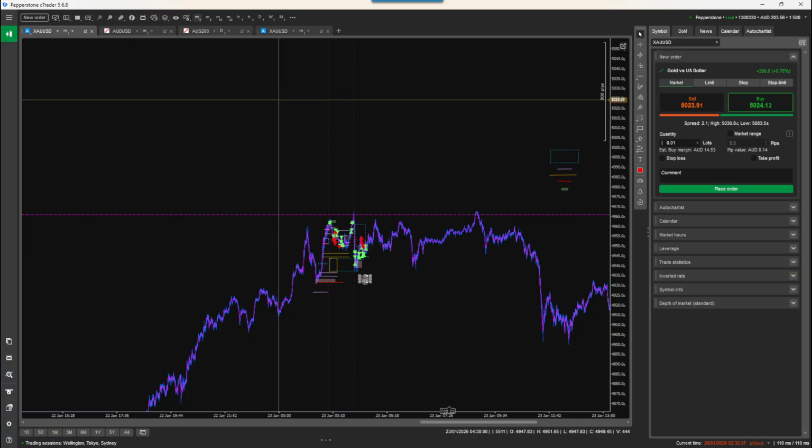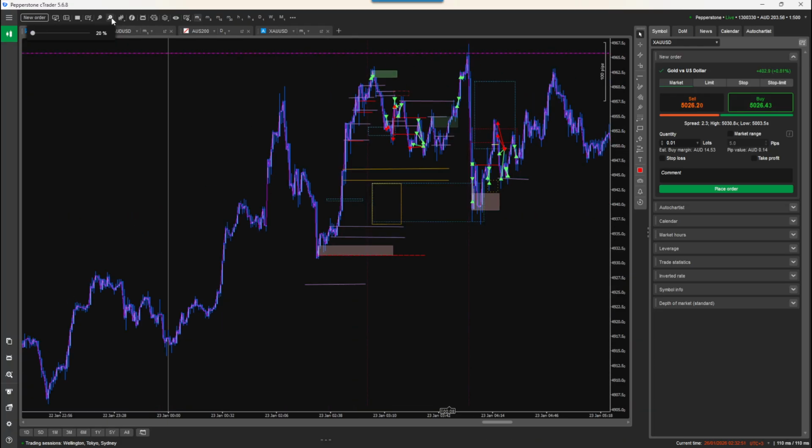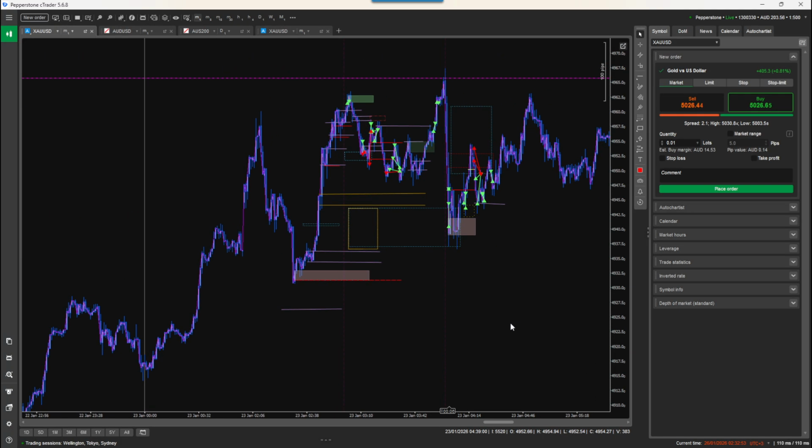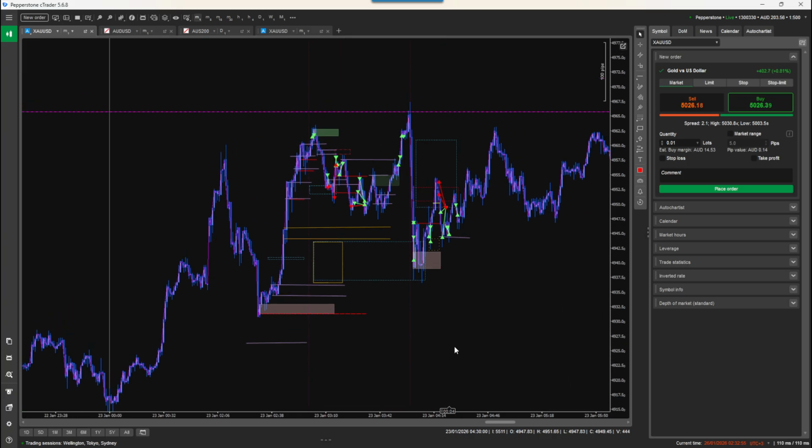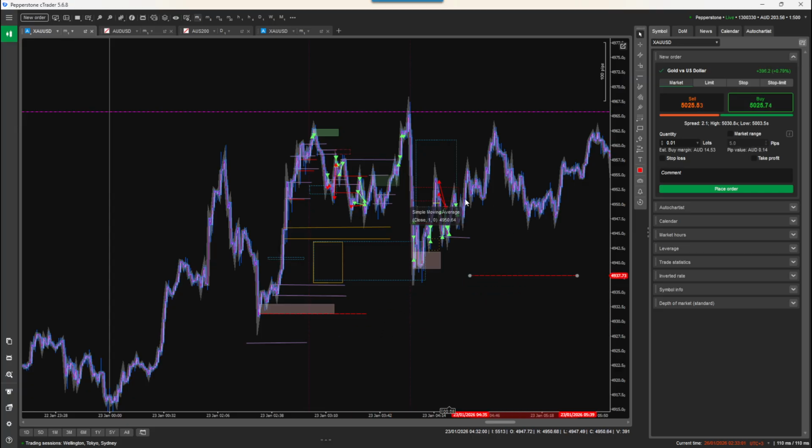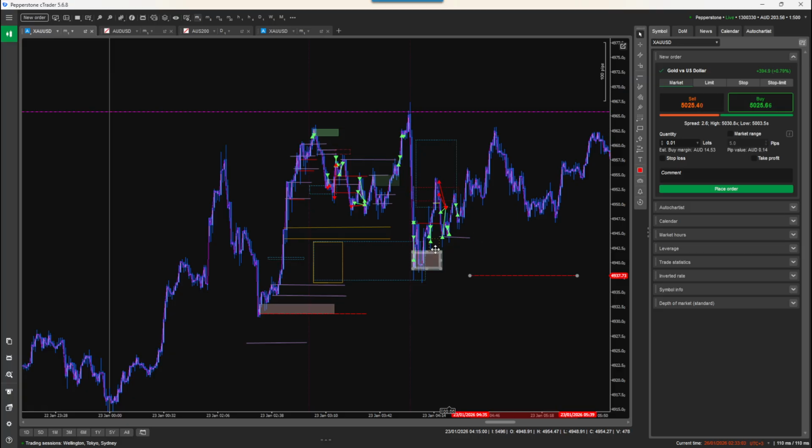Got to get it into a cross. Make it bigger. There's the cross. Move it up. I think I've got everything. Get one of them. Get a little caution box in there.